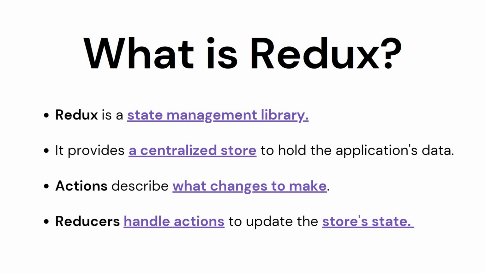It also provides a centralized store to hold the application's data, which means you are able to access it directly from this particular file called store across the entire project. We also need to learn about two new terms: actions, which describe what changes to make to a particular Redux variable, and reducers. Reducers handle the action to update the store's state.